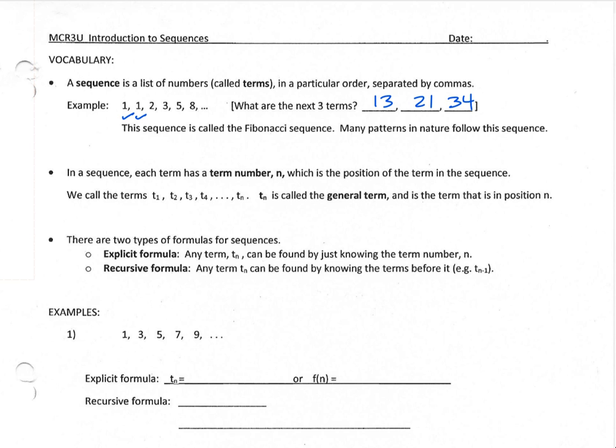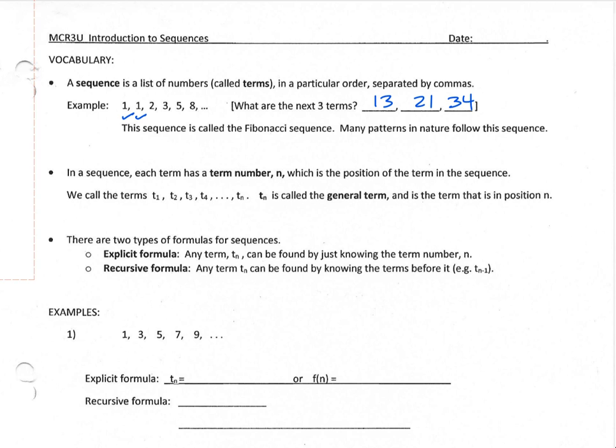Okay, so in a sequence, each term has a term number n. The term number is the position of the term in the sequence. So if you look at the terms in the sequence, we can number them: T1, that's term 1, T2, T3, T4, all the way up to Tn. And n is some number that we don't know, it can be anything. n can be any number.